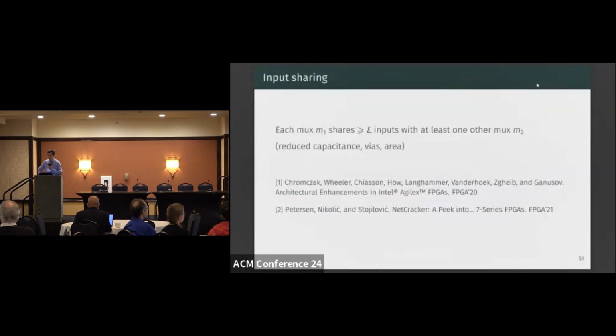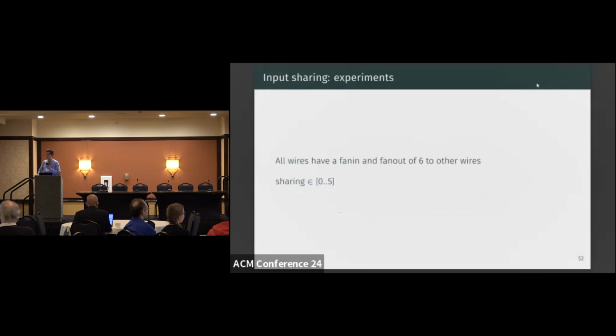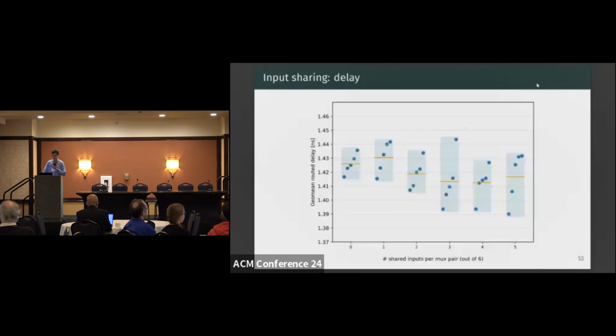The second kind that we are going to see here is enforcing that every multiplexer shares at least a certain number of inputs with another multiplexer in the pattern. And this has been shown to reduce the via stacks, the capacitance, and to also reduce area through sharing of diffusion. And here we fix all the fan-outs and fan-ins to be of size 6, and then we sweep the sharing between 0 and 5.